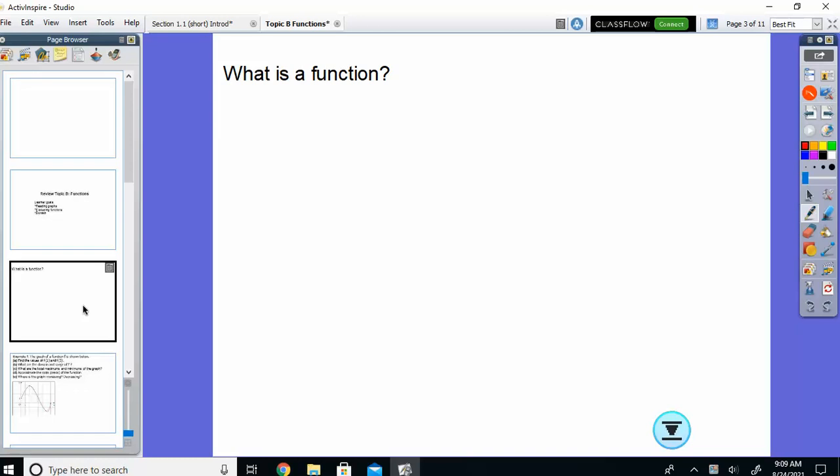What is a function? You guys know? We've seen them in Algebra 1, Algebra 2, College Algebra, Calculus. What's a function?